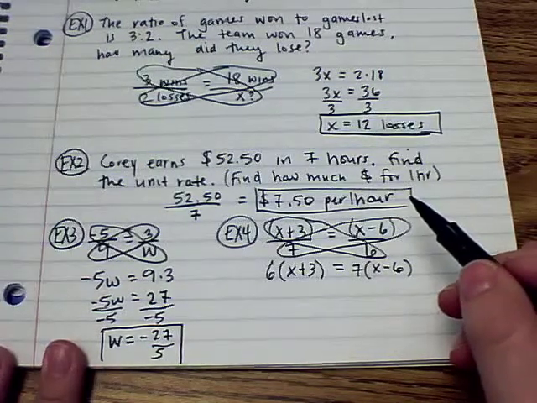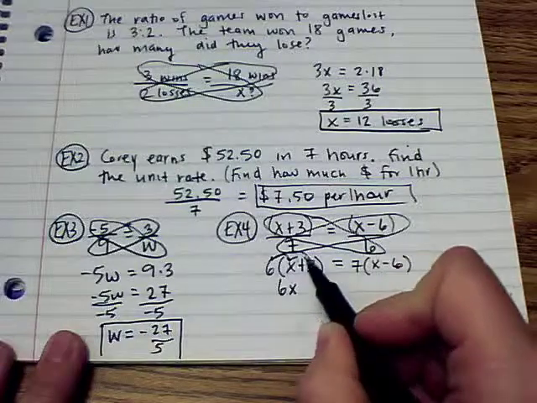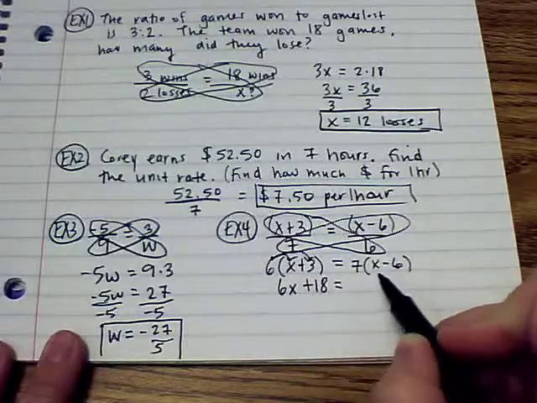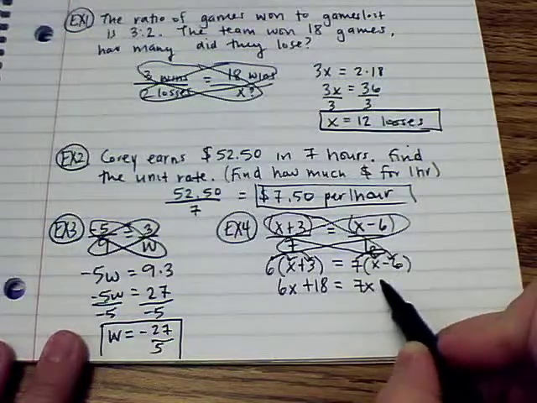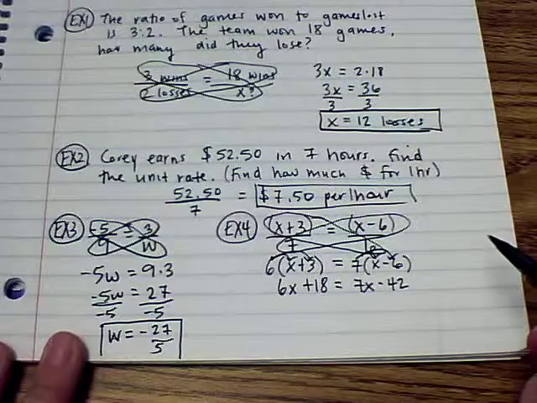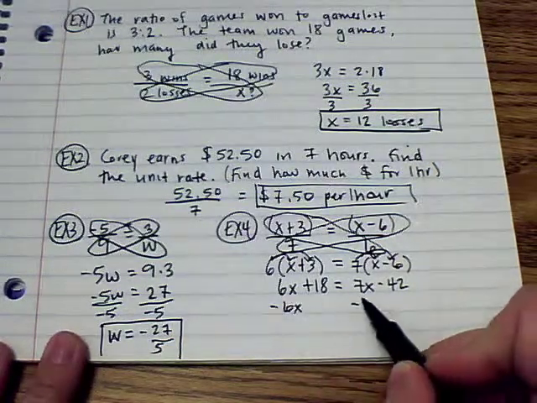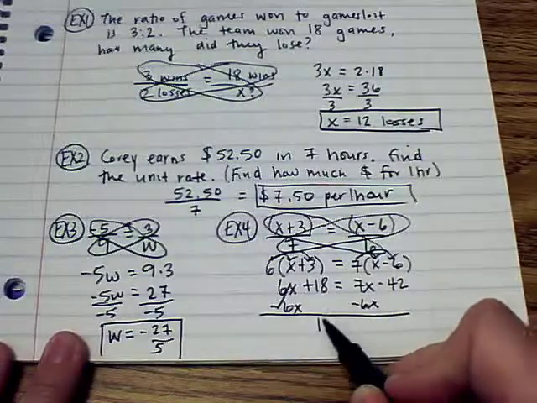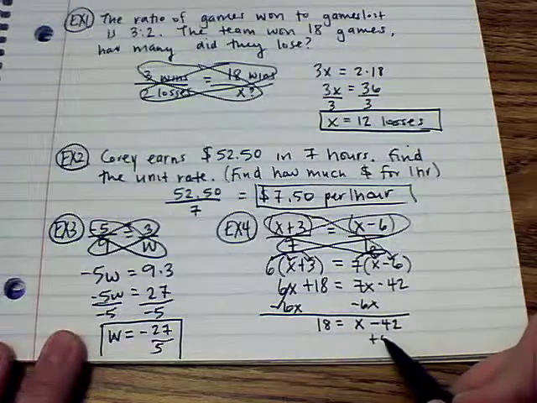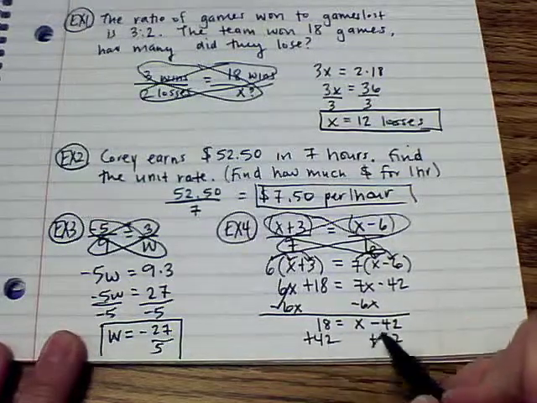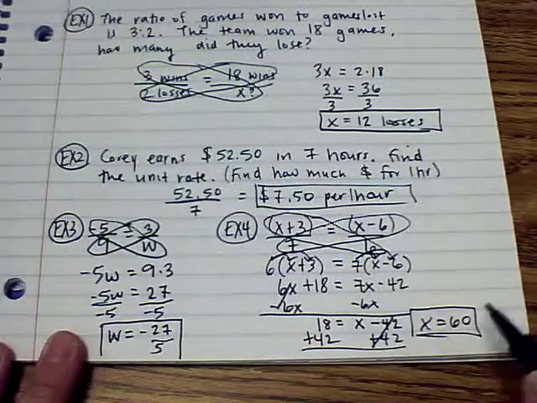So from here, we will distribute. 6 times x is 6x, 6 times 3 is 18. And distribute the 7. 7 times x is 7x, and 7 times -6 is -42. Okay, from here we're going to move all of our x's to one side, so I'm going to subtract 6x. So I have 18 equals 1x minus 42. Add 42 on both sides, so we solve for x. So x is equal to 60.